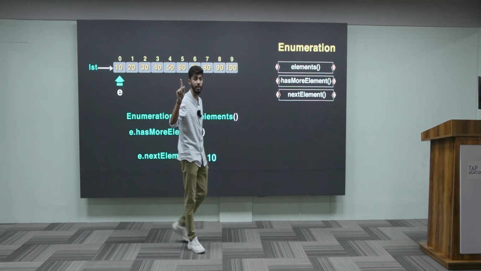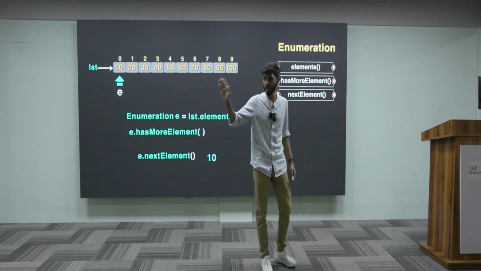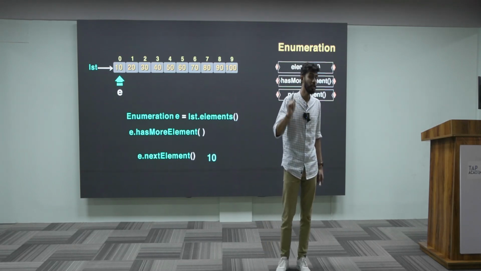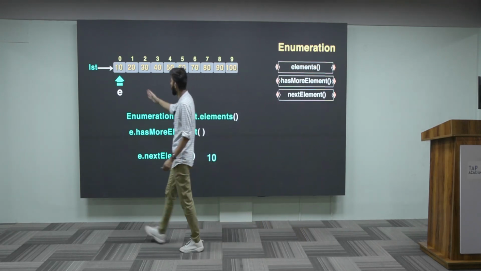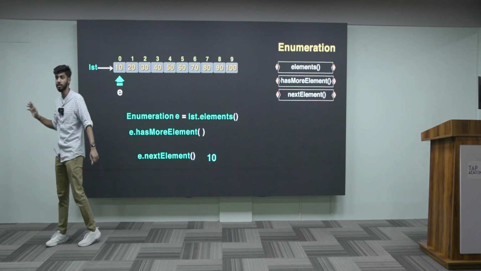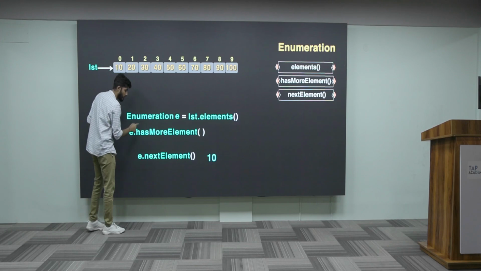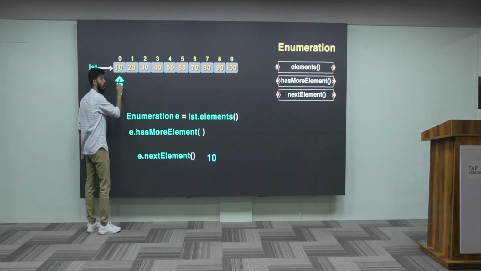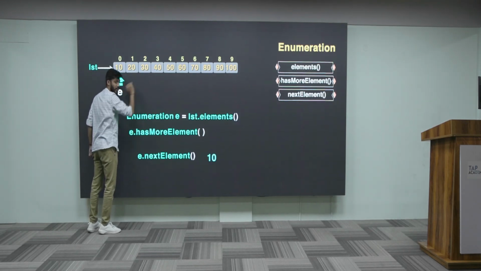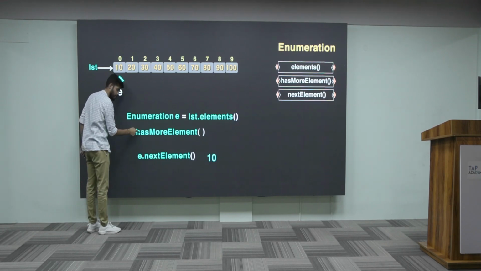It will return the element and move the cursor one step right. Is that clear to you? Now you want to check whether there are more elements on the right side of this particular thing. Are there more elements or not? Yes. How do you check? e.hasMoreElements(). If you say e.hasMoreElements(), are there more elements on the right side? Yes. If yes, it returns true.